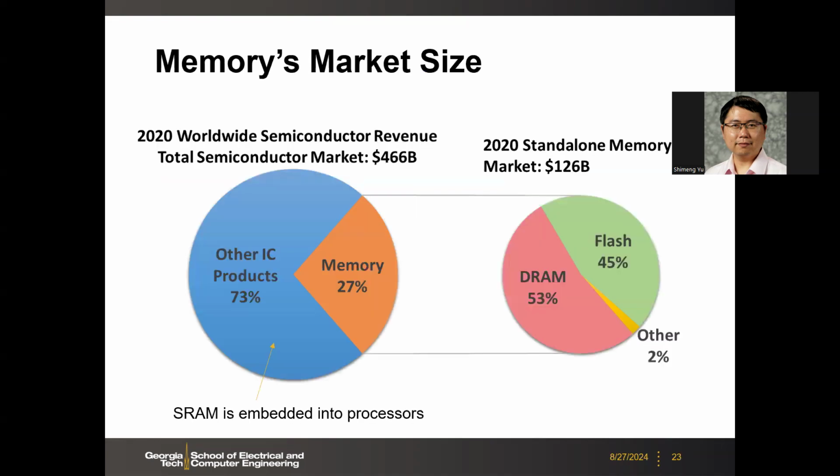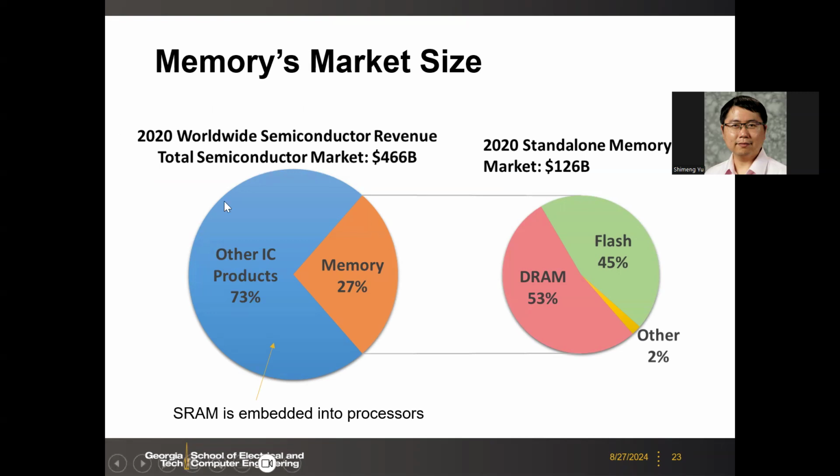If you look at the worldwide semiconductor revenue, this is back in 2020. The total semiconductor market is about 466 billion. I would believe that this year it is probably over 500, even 600 billion. So it's a huge market.